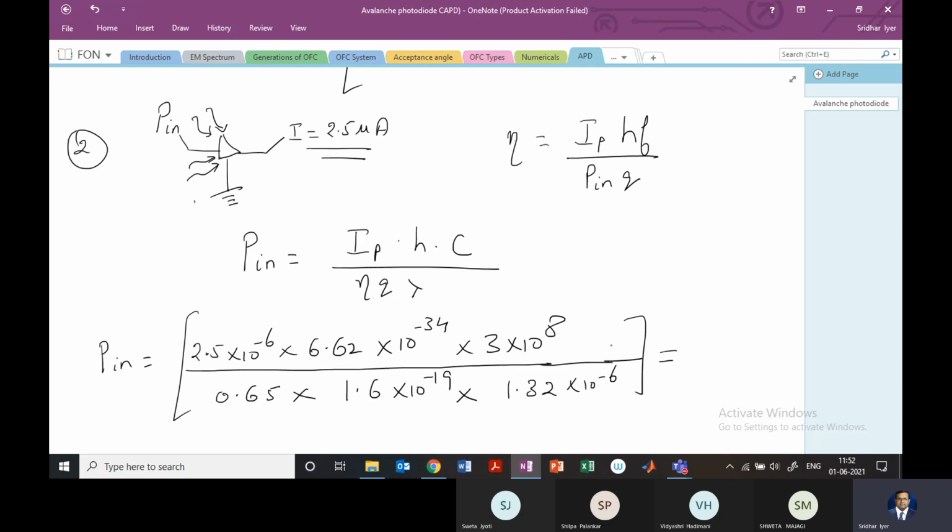I get about 36 into 10 raised to minus 5. Yes, sir, 3.6 into 10 raised to minus 6. So 3.6 microwatts.